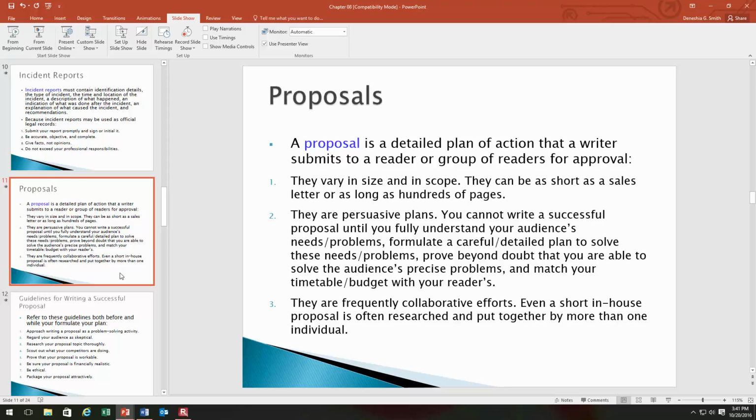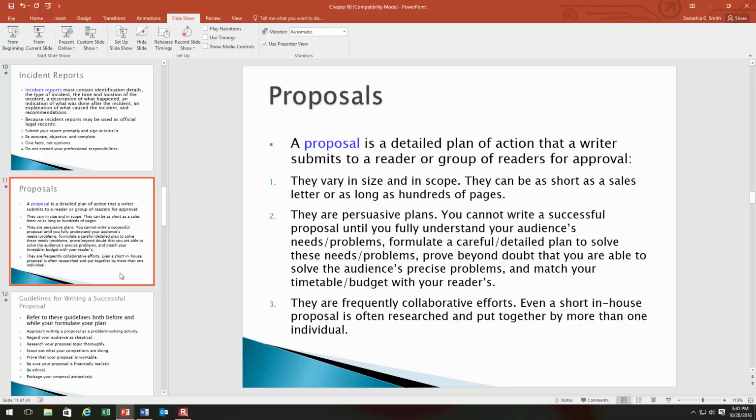They can be as short as a sales letter or as long as hundreds of pages. And it's important to note that proposals are persuasive in nature. They are persuasive plans. So in other words, like I said a moment ago, you are trying to convince your audience, convince your reader, convince the person who will be making the decision that they should select you or your company for whatever it is that you're seeking.